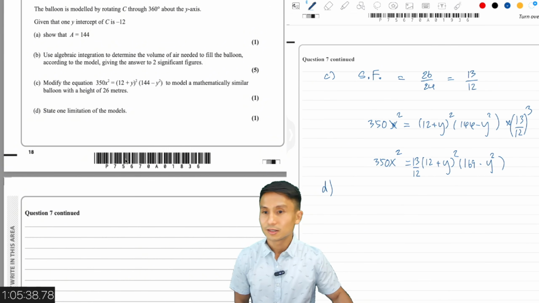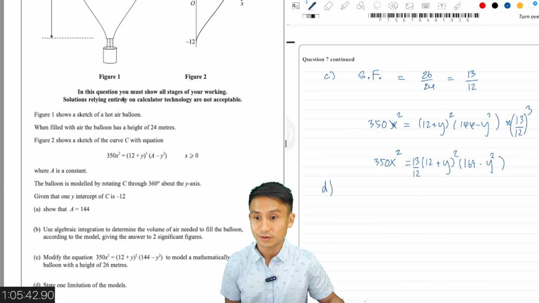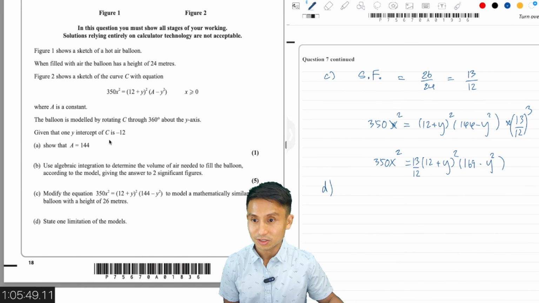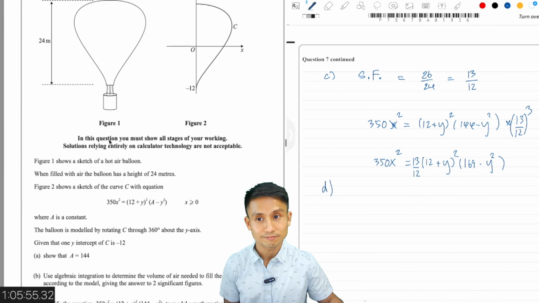Part D. State one limitation of the model. Interesting. Okay, one limitation of the model. Well, what time do I have? Okay, 35, that's fine. One limitation of the model.